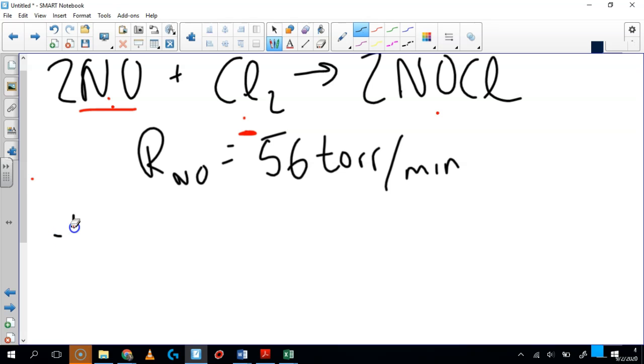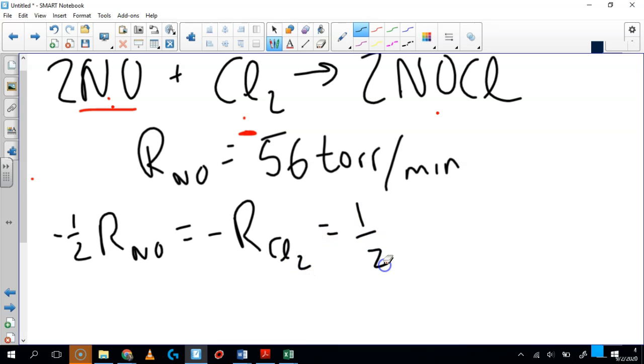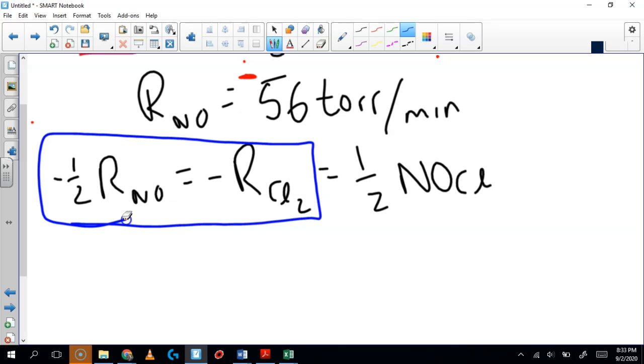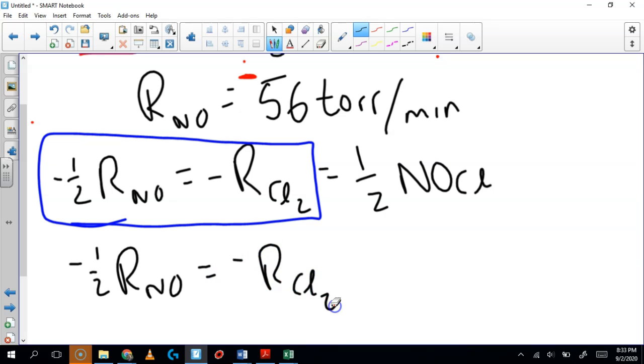Okay, so it's negative 1/2 rate of NO equals negative rate of Cl2, which equals positive 1/2 rate of NOCl. So to find the rate of Cl2, we're going to do almost exactly what we did before. We're going to just use this part of the equation. So we get negative 1/2 times the rate of NO equals negative rate of the chlorine.